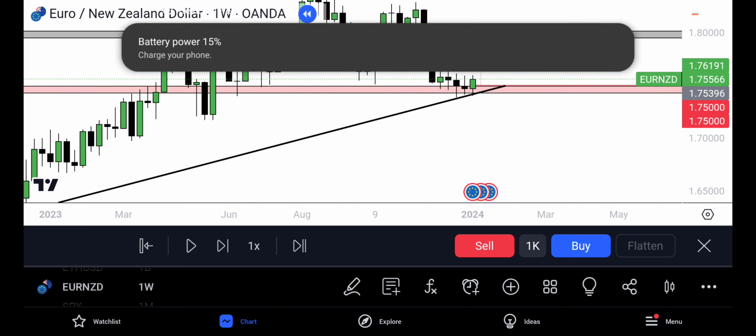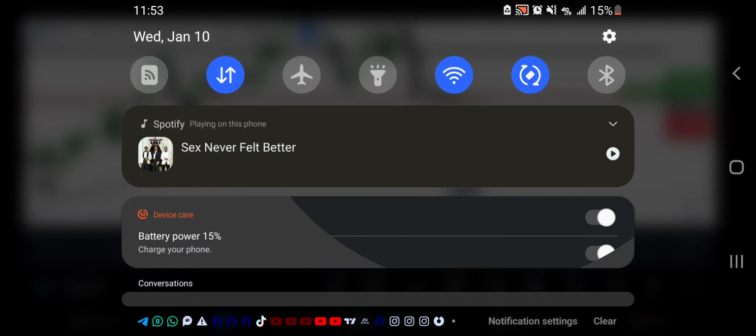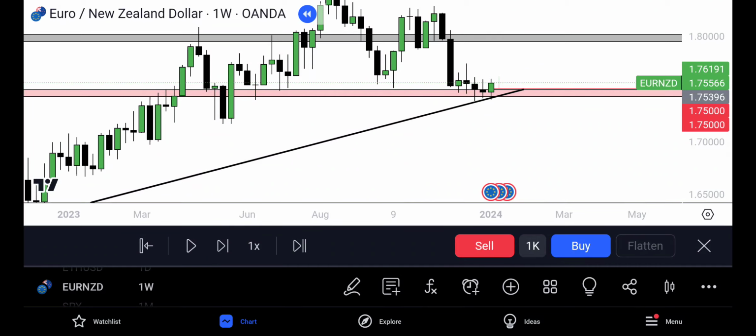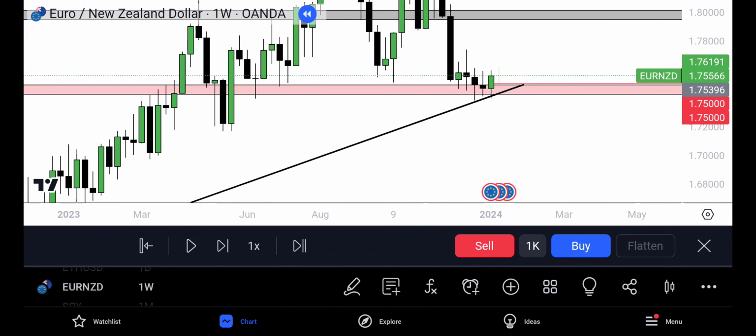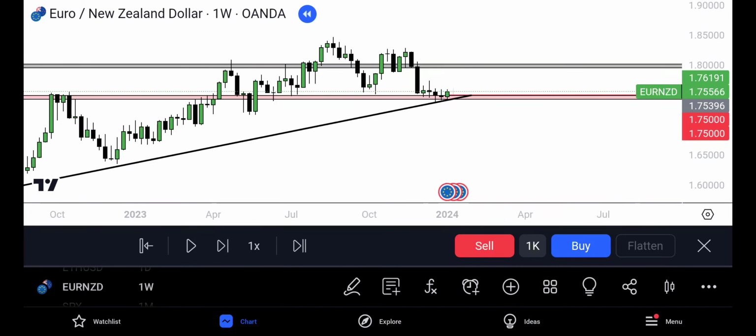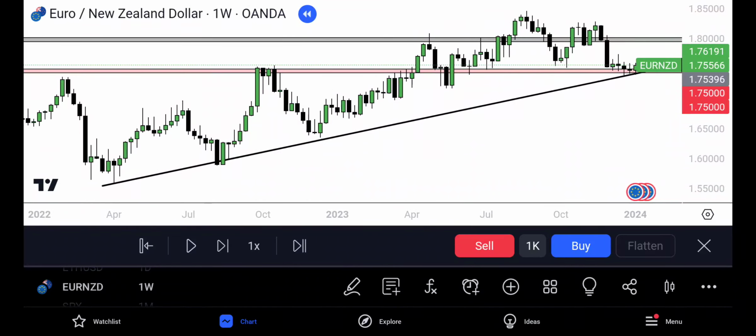You see that? And gave us this confirmation. My battery is low. And gave us this confirmation. Now, as it has given us this confirmation, I simply dive down to my lower time frame of 2 hours. Remember, we are on the weekly time frame here.